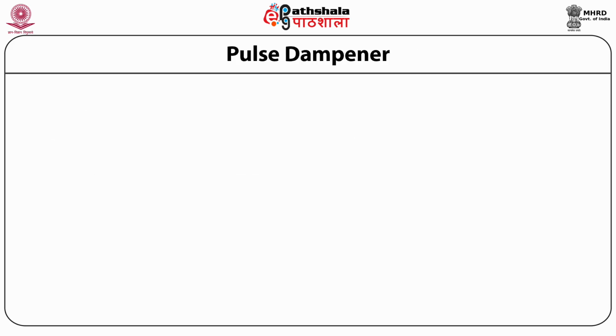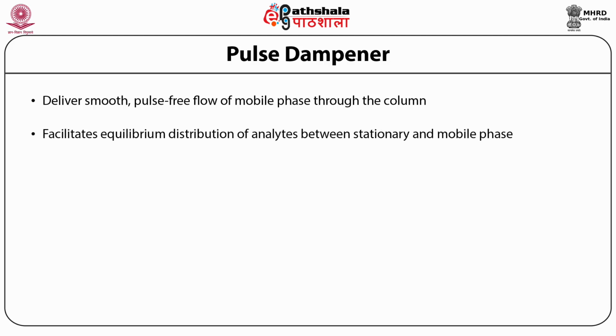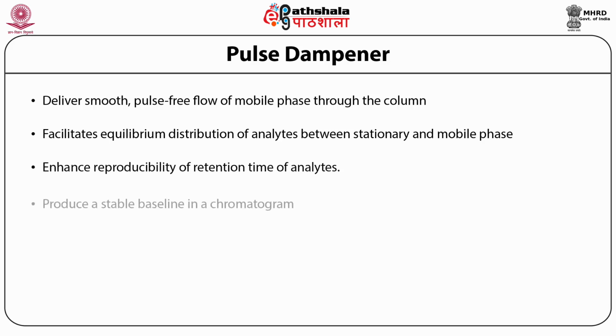Pulse dampener. The solvent delivery system in HPLC is essentially required to deliver smooth pulse-free flow of mobile phase through the column. Pumps often deliver a series of pulses in the flow of mobile phase. Pulse flow of solvent influences the equilibrium distribution of analytes between stationary and mobile phase and affects the reproducibility of retention time of analytes. A stable baseline can be obtained in a chromatogram by controlling the pulses.